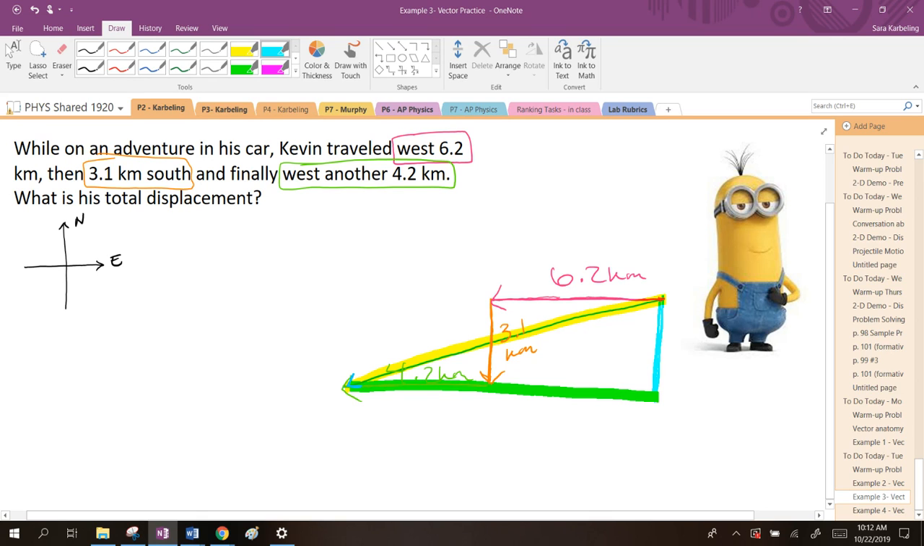How long is this blue leg over here? 3.1 meters, right? How long is this green line here? 10.4 meters. Yeah. How are we doing? Is that okay?